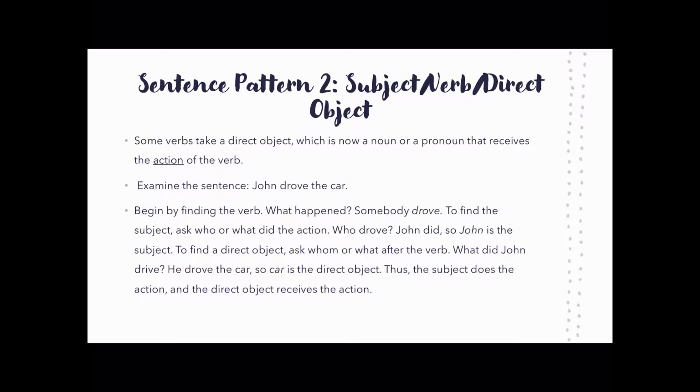So somebody drove. To find the subject, we ask who or what did the action. Who drove? John did, so John is the subject. To find a direct object, ask whom or what after the verb. What did John drive? He drove the car, so car is the direct object. Thus, the subject does the action and the direct object receives the action. So again, the direct object is always a noun or a pronoun. We don't include the in there because that's an article. And remember, articles are always adjectives. All right?